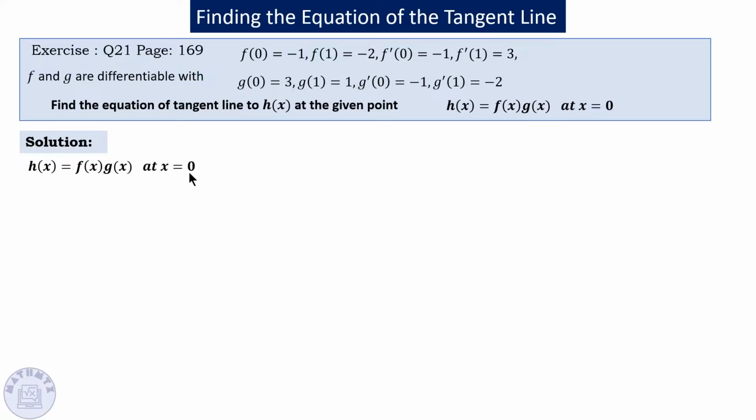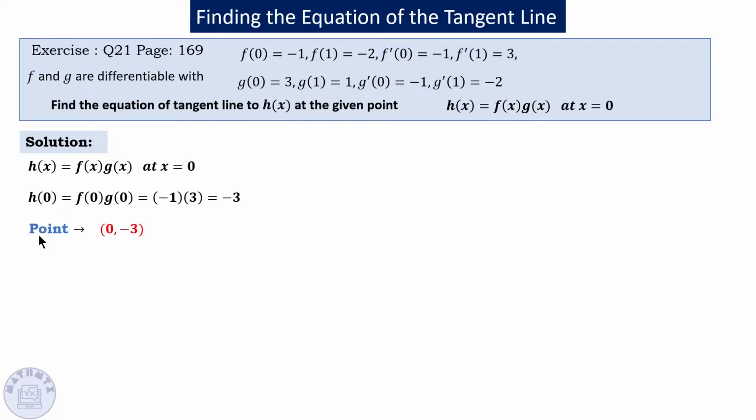All right, so at x equals 0, we will just substitute 0 in x. f of 0 equals negative 1, g of 0 equals 3. This is given in the question. And h of 0 will be negative 3. So I know now that the point is at 0 and negative 3. Remember, the question is asking about the tangent line. So the equation of the tangent line, I need the point and then I need the slope.